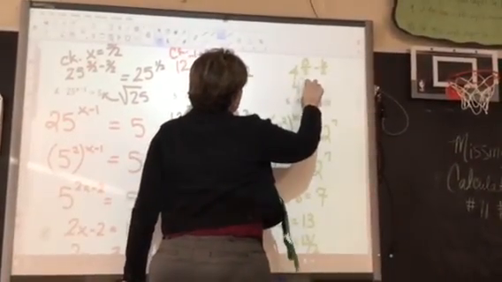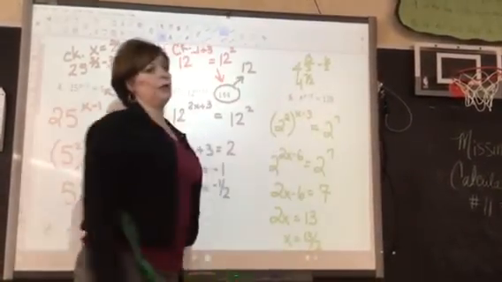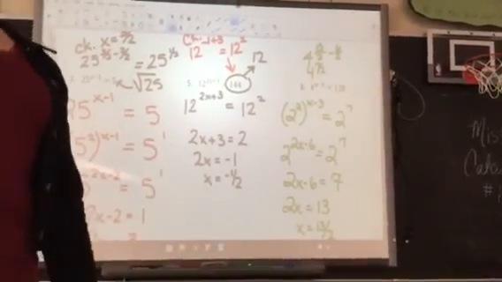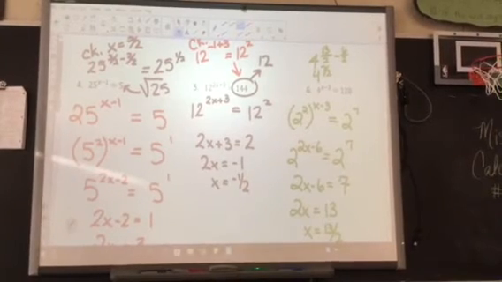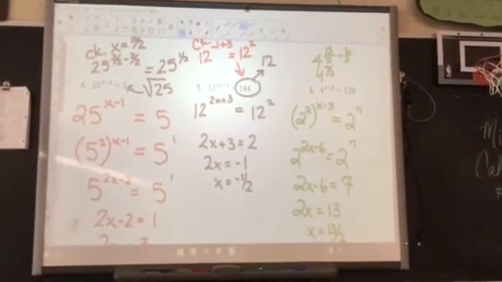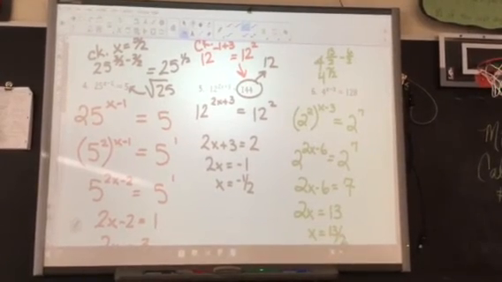What is 4 to the 7 halves power? Put that in your calculator. 4 to the 7 halves power. That's going to be 4 caret parentheses 7 divided by 2. 128. Right? Okay, what do you guys think?